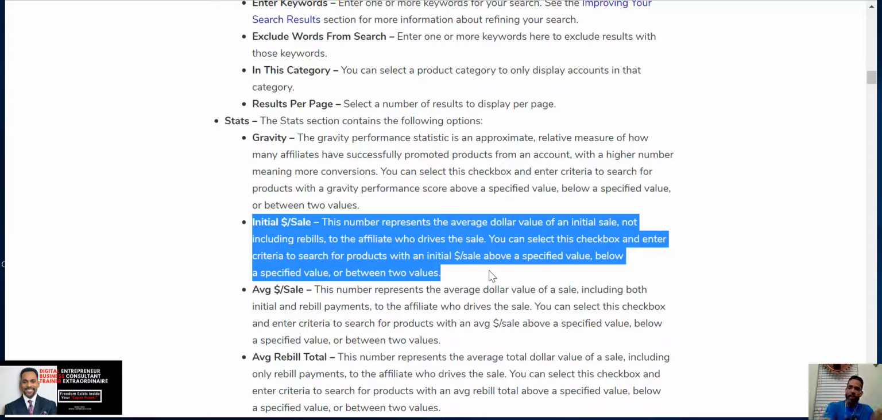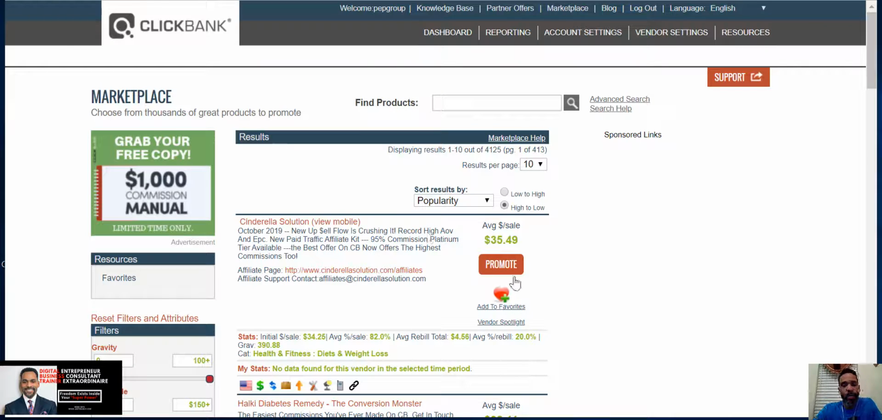All right, so what that means is you're going to take this particular product, and you're going to put it out somewhere in an online space, whether it be Facebook, YouTube, Instagram, Twitter, right? And then that's what this means. As the affiliate, you drive the sale. This number represents the average dollar that you're going to get of the initial sale. You can select this checkbox and enter criteria to search for products with an initial dollar per sale above a specified value, below a specified value, or between two values.